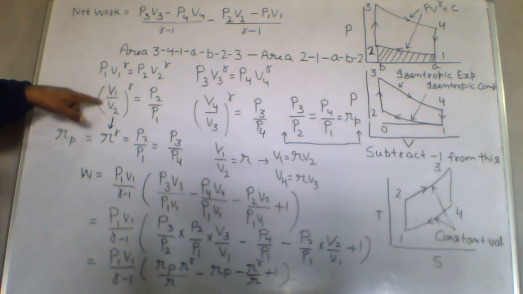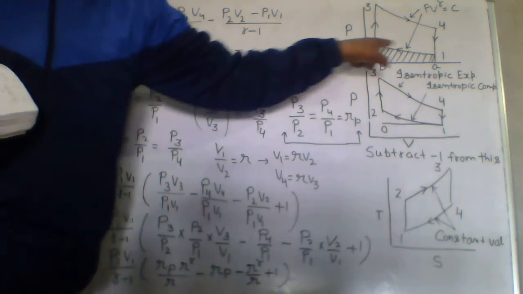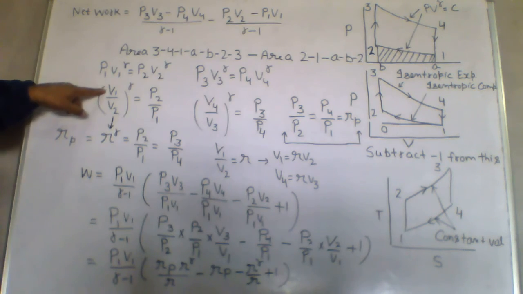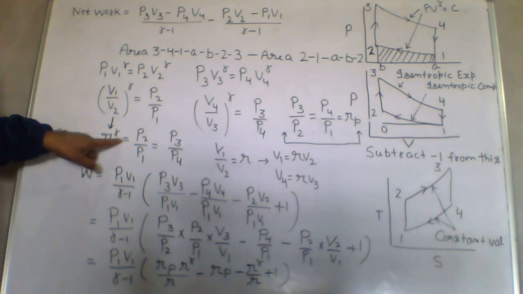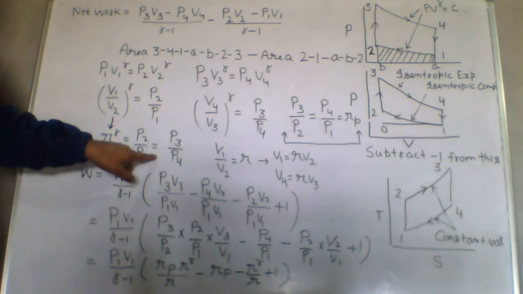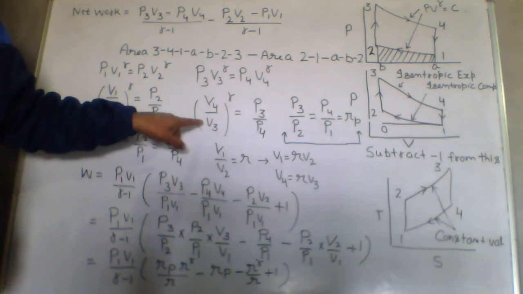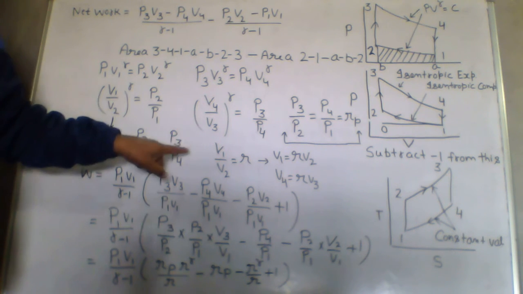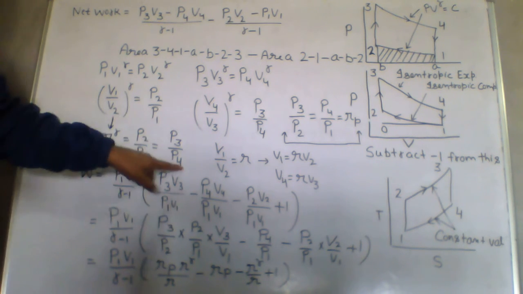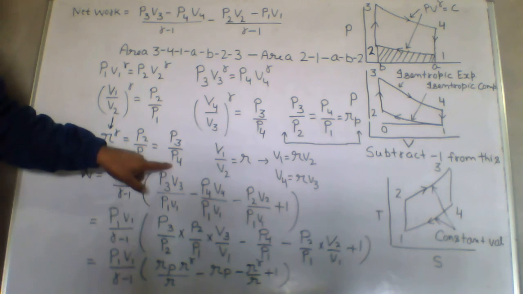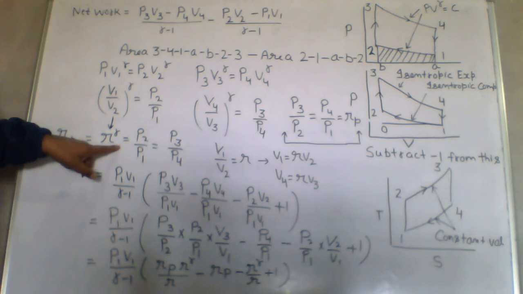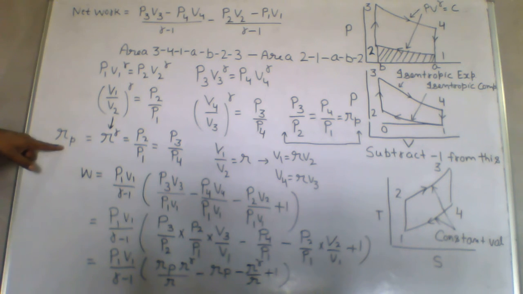Now what is V1 by V2? As we know, V1 by V2 is r. You can replace this V1 by V2 with r. So r raised to power gamma is equal to P2 by P1, which is equal to, again, V4 by V3. This V4 by V3 is r, so you can replace it with r. So we will get these equations here: P2 by P1 is equal to P3 by P4 is equal to r raised to power gamma. We can write it as rp in simplified form.